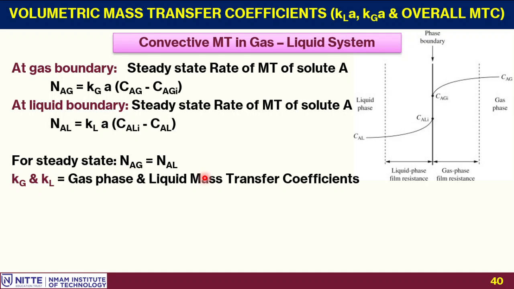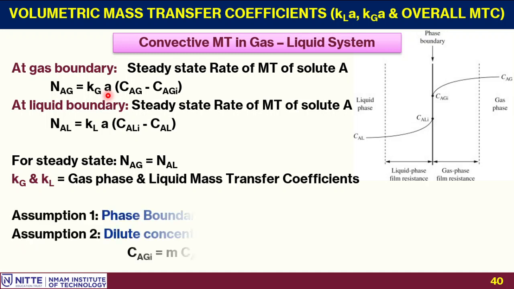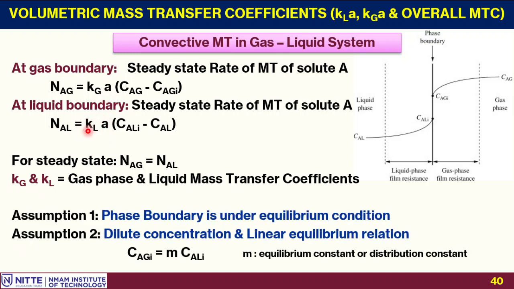In reality, finding out this interfacial area is very difficult because it is slightly dynamic. For that reason, we club KGA and KLA together and call them volumetric mass transfer coefficients. KGA is called the volumetric gas phase mass transfer coefficient, and KLA we call the volumetric liquid side mass transfer coefficient.